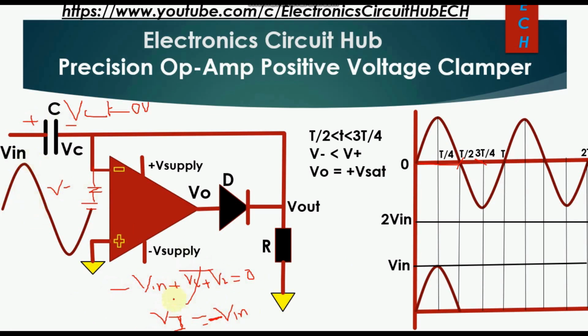Okay, so since now your V minus is less than V plus, that means voltage at the inverting terminal of an op-amp is less than voltage at the non-inverting terminal of an op-amp, and V plus is always at 0 volt. At that point of time, this op-amp will go towards positive saturation.